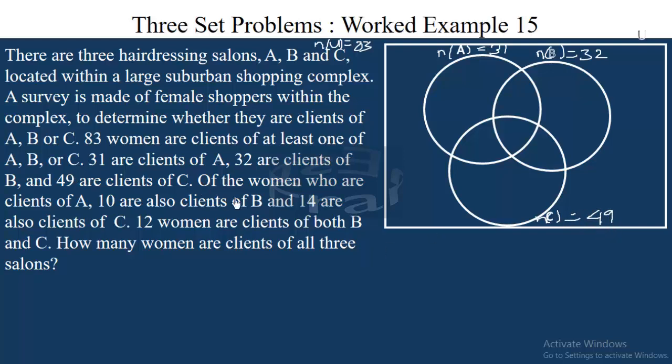Now, of the women who are clients of A, 10 are also clients of B, and 14 are also clients of C. So A intersection B is 10, and A intersection C is 14. So this we know here is x, we don't know. Then this will be 10 minus x. Then A intersection C is 14, so 14 minus x.